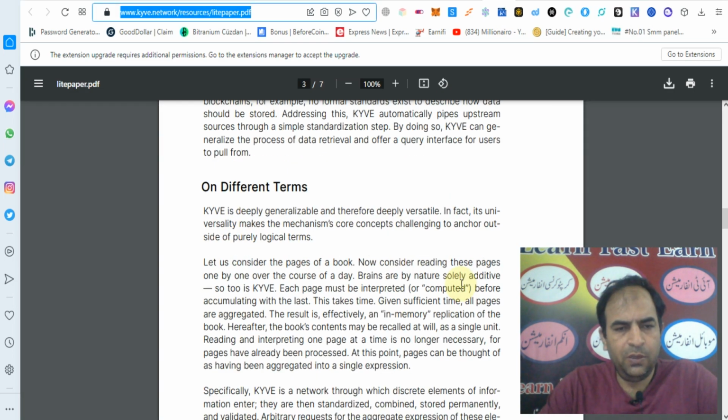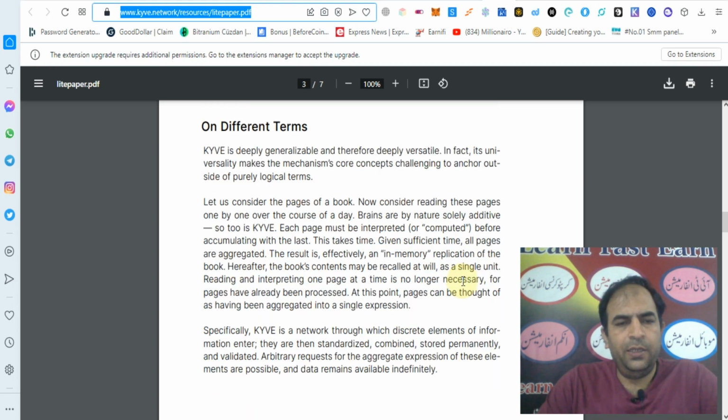In different terms, KYVE is deeply generalized and therefore deeply versatile. In fact, its universality makes this mechanism's core concept challenging to anchor outside of purely logical terms. Let's consider the pages of a book. Now consider reading these pages one by one over the course of a day.